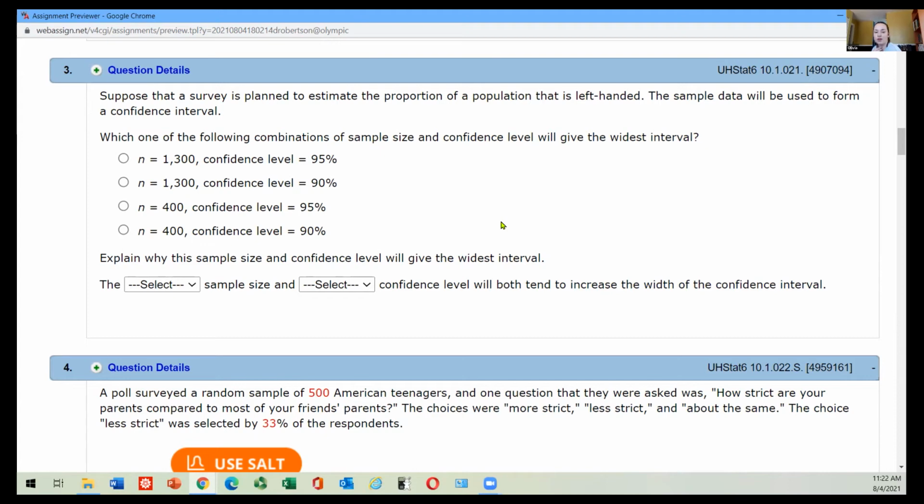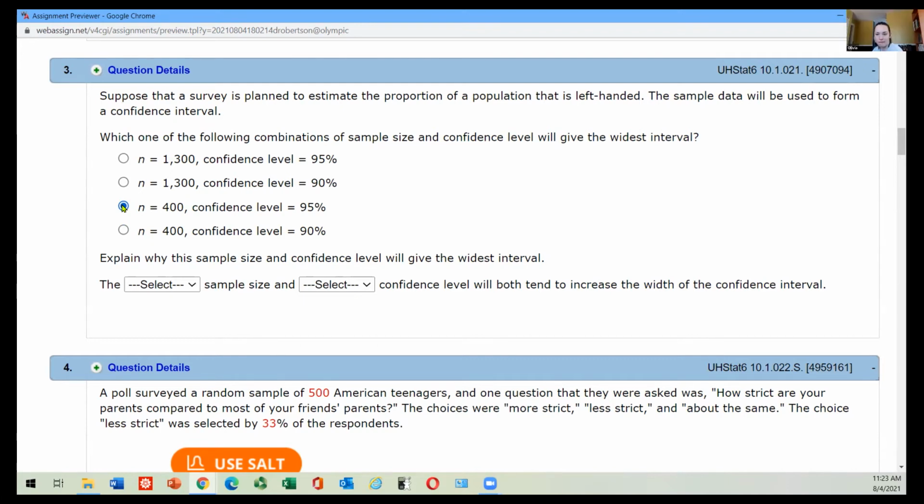Wouldn't it be a small sample size and a high confidence level? So the widest interval would be a small sample size, so it would be one of these 2, agreed? Now, between these 2, because small samples make the interval bigger, right? You can imagine if you don't know a lot, the interval gets big. And which one of these 2 would be the bigger interval, the 95 or the 90? The 95. Because 90 is here, and isn't 95 a bit bigger?